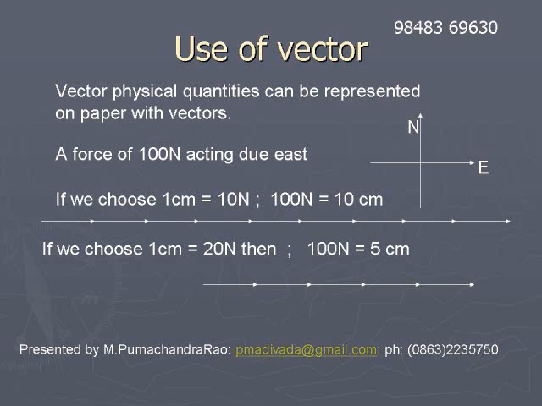If you choose 100 newtons as 1 centimeter, then we can represent 100 newtons by a vector of 1 centimeter. So it depends on the choice of the scale which we choose. The length of the vector depends on our choice. So we can represent the force of 100 newtons with a vector of any length.